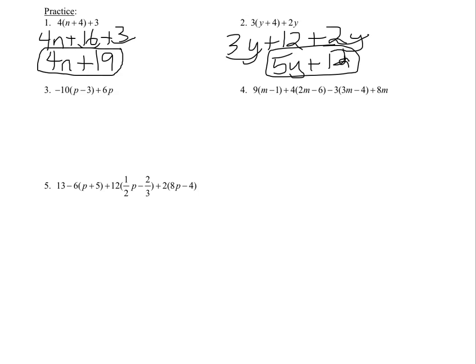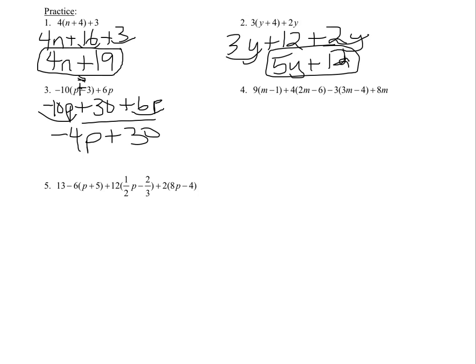Alright, number 3. I see a minus in there and some negatives involved, so I'm going to change this to plus a negative 3. So when I do distributive property, we're going to have negative 10p plus, and a negative 10 times a negative 3 would be a positive 30, and then plus 6p. So combining like terms, negative 10p plus 6p would be a negative 4p plus 30, because there's nothing to combine that with. And there's your final answer.